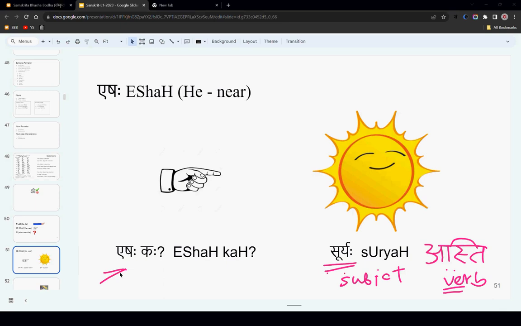Now we can add Eshaha to describe Surya. Esha here means this. Eshaha Surya Asti. This Surya. This is Surya, or this Surya exists. Something like this. Okay.